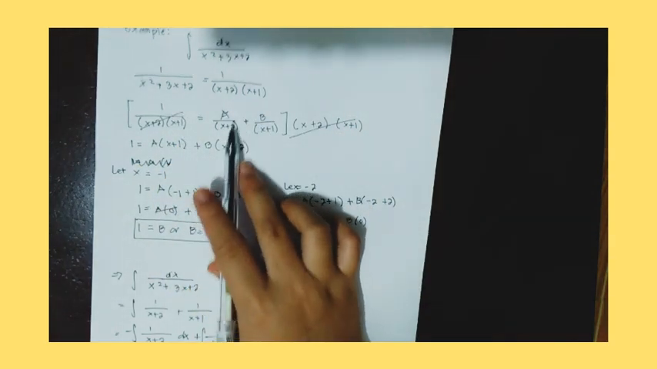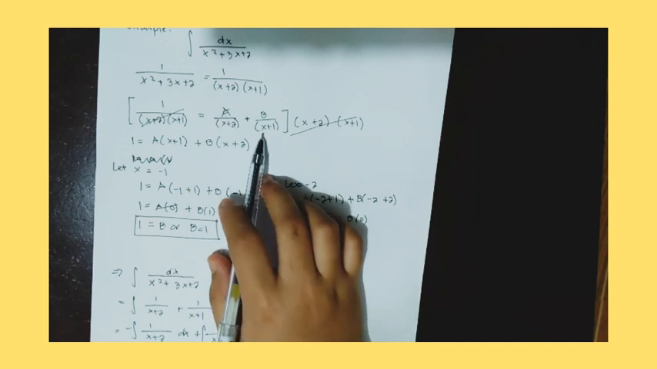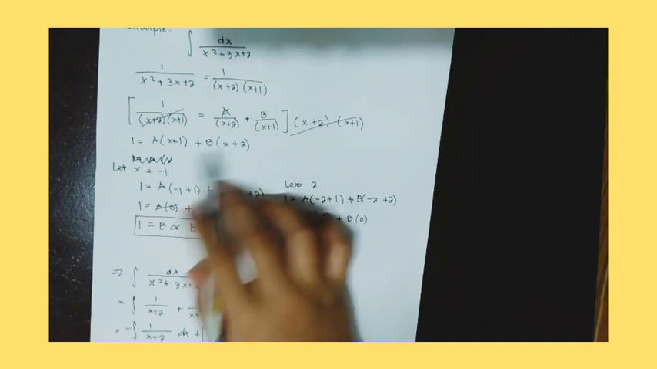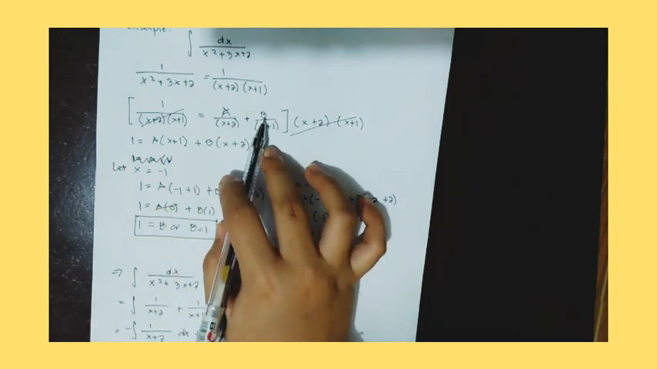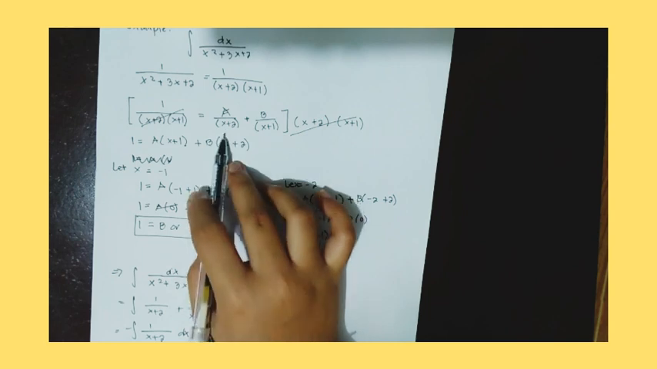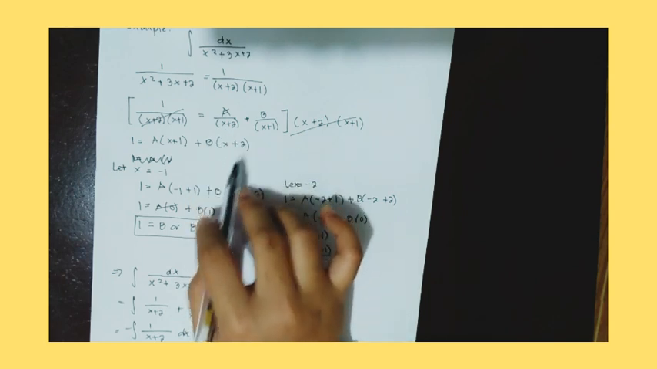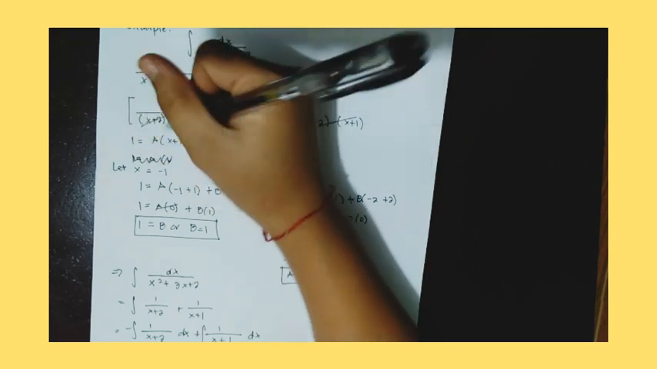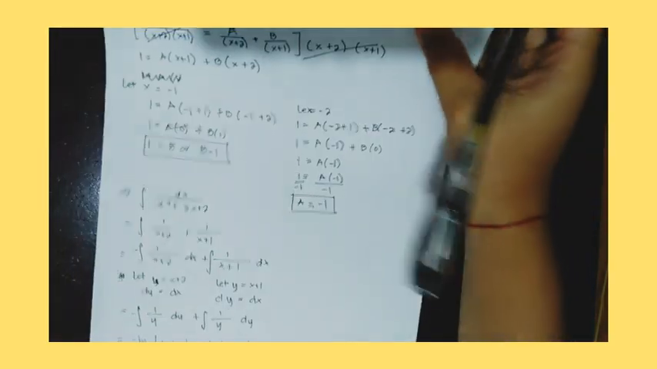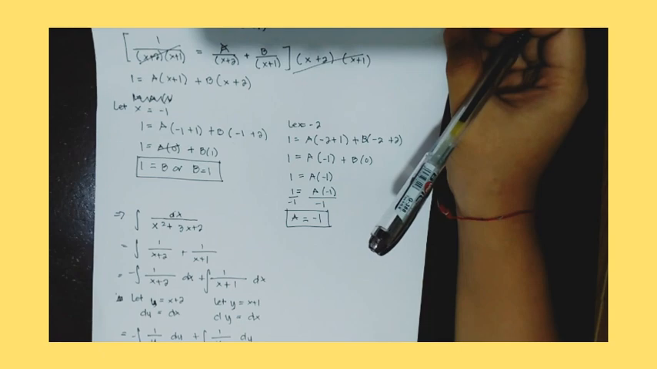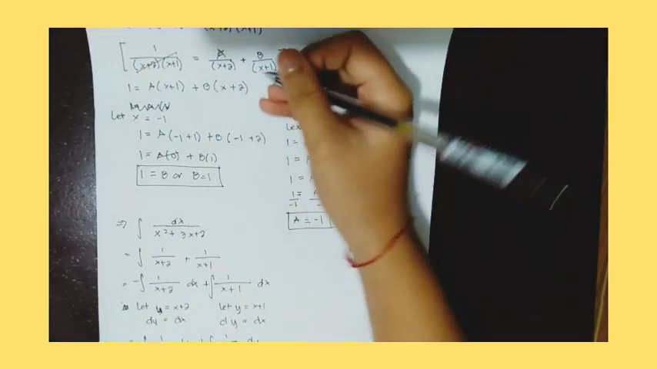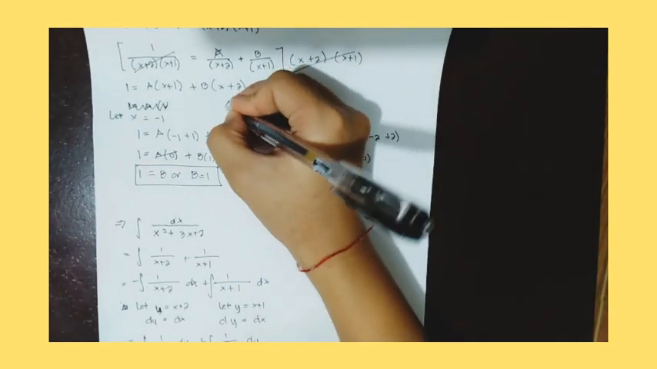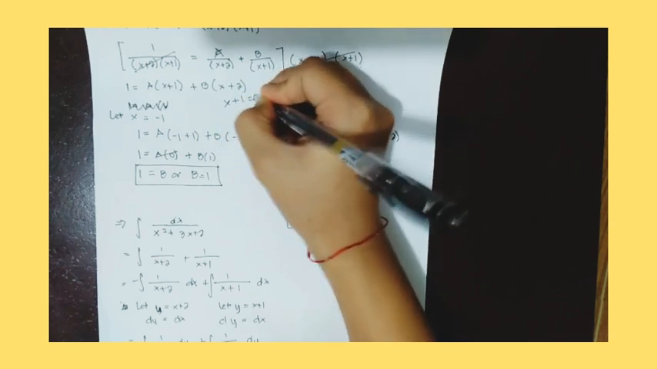We cross multiply: A times x plus 1, then B times x plus 2. Then we got this. To get the values of A and B, let x equal negative 1. Where did the negative 1 come from? It came from x plus 1 equals 0.